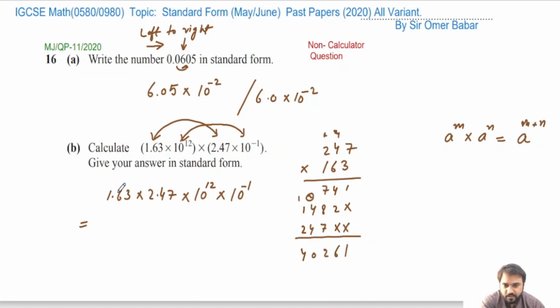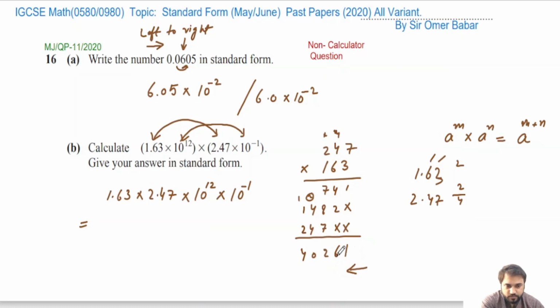Read the digits after the decimal. For the first number, we have 1.63. How many digits after the decimal? 1, 2. So here we have 2 digits, and the other number is 2.47. How many digits after this? Again 2. So 2 plus 2 makes 4, and we have to start reading from right to left.